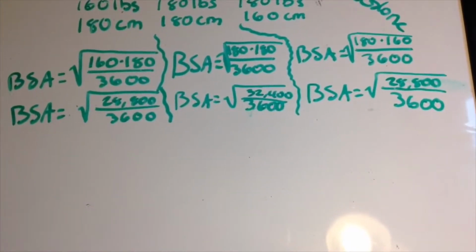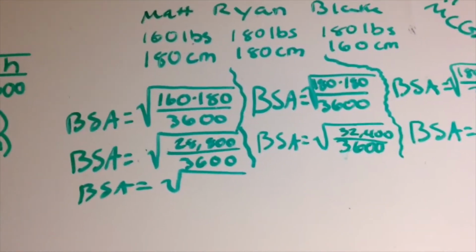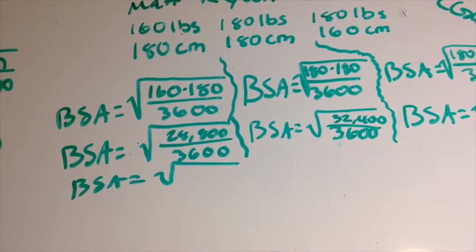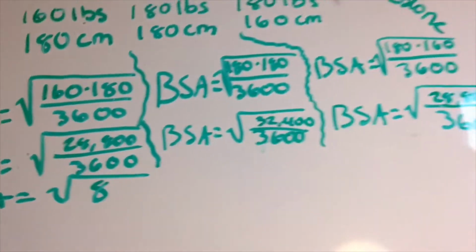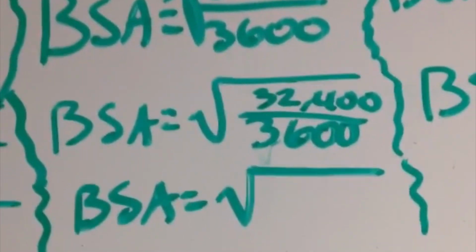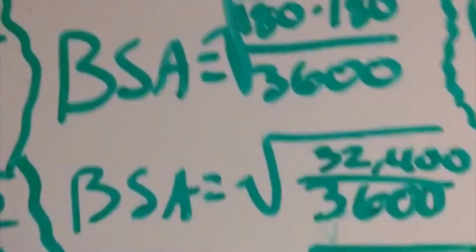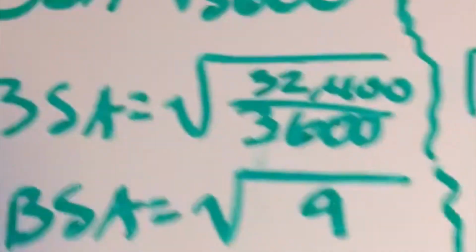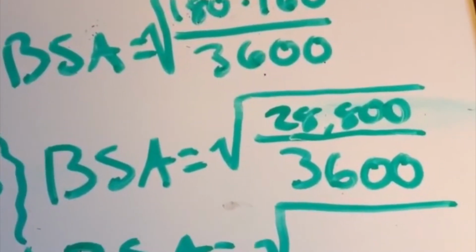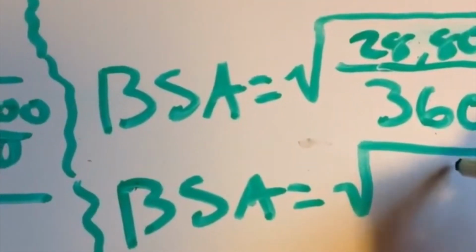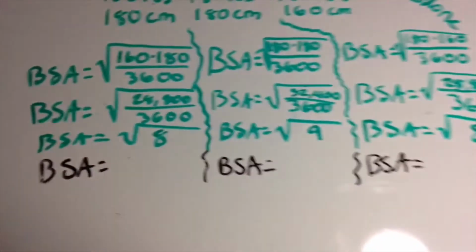Now all we have to do for our patients to determine their BSA is to divide. Now for Matt, 28,800 divided by 3,600 works out to be 8. Now 32,400 divided by 3,600 works out to be 9. Now for Blake, 28,800 divided by 3,600 is 8. So we can finally find their body surface area.